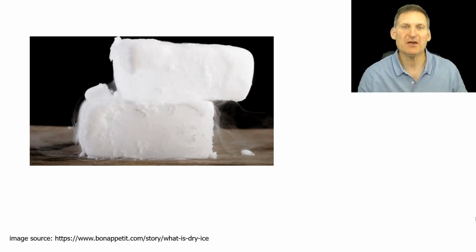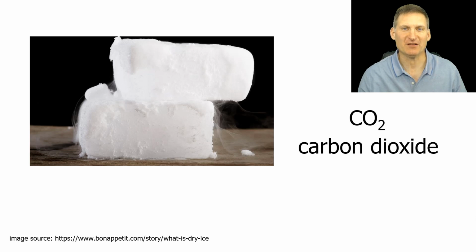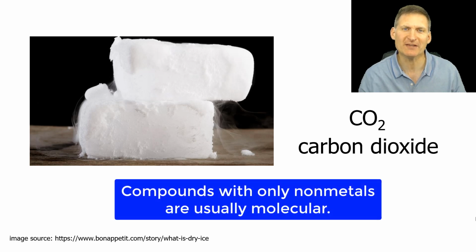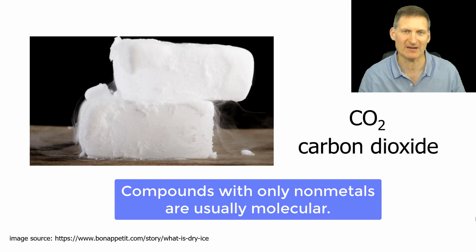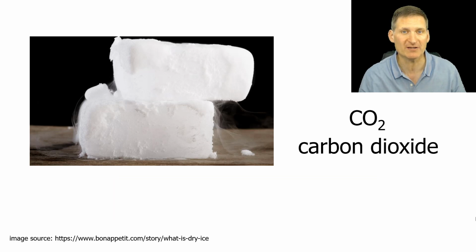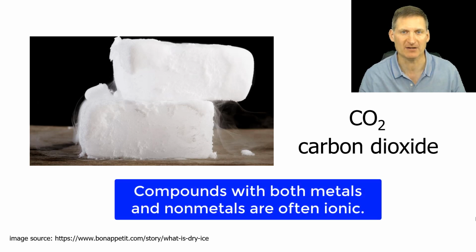Welcome back. Here you see some dry ice, the solid form of carbon dioxide. Notice a couple of things. First, the two elements in the compound are carbon and oxygen from the right side of the periodic table and are therefore nonmetals. Generally, elements with only nonmetals are molecular, and they have naming rules distinct from ionic compounds, which often, but not always, contain metals and nonmetals.